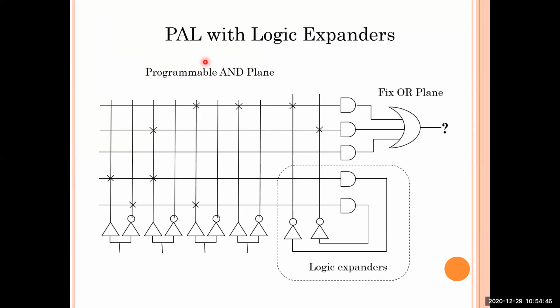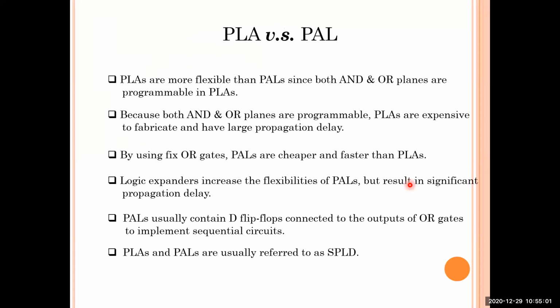You can see one of the PAL expansions. This is how we use expanders. These are macro cells which we can add over here. And let us now see the difference between PLA and PAL in detail.